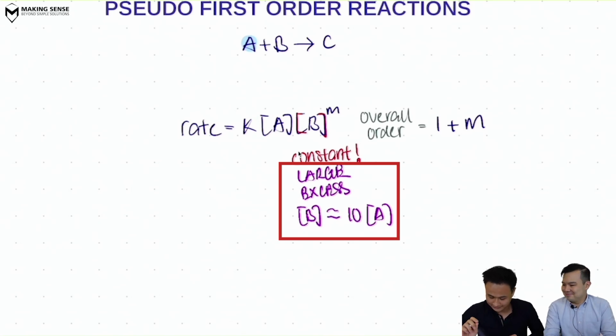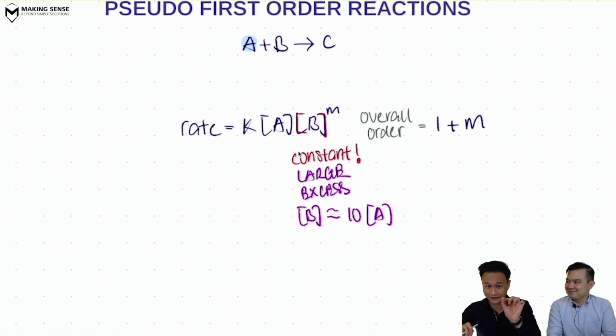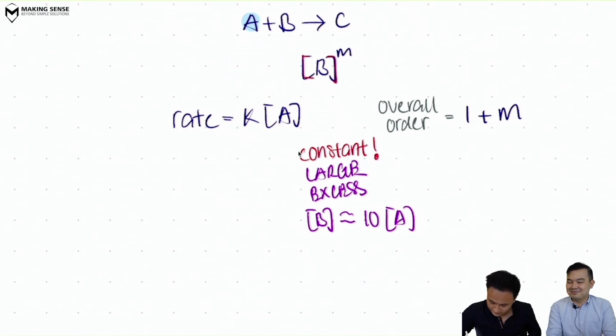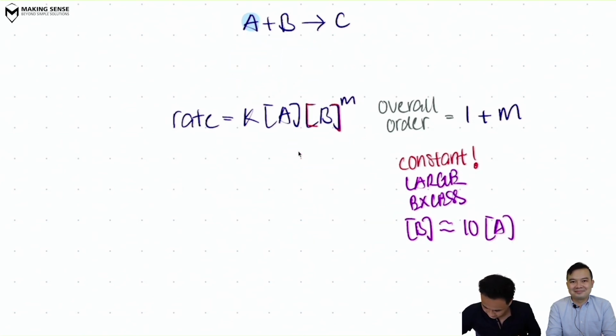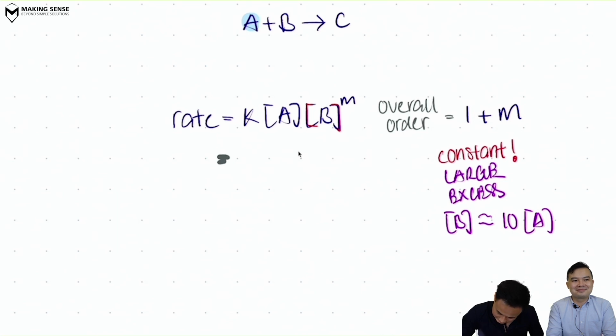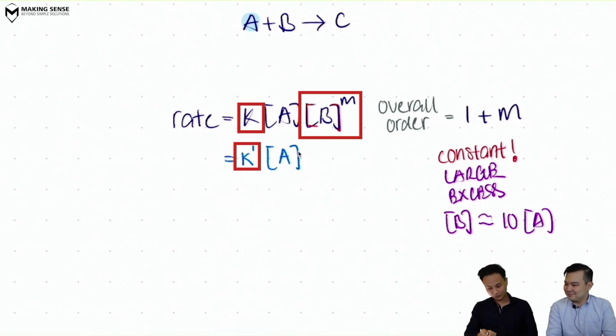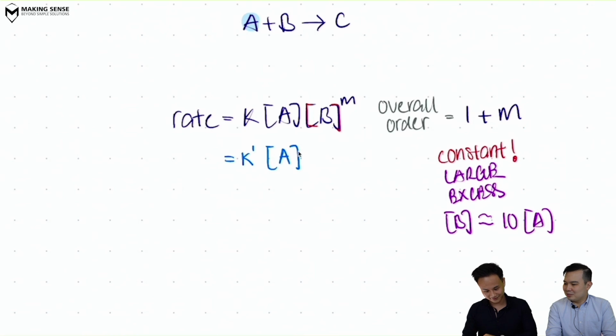So what we're going to do now is this. We're going to make it look like first order. So pseudo, make it look like first order, right? Since B is now constant, I'm going to group my constants together and I'm going to rebrand this as k prime [A]. And can you see how, Mr. Leong, it looks like overall order now is just 1? Lovely, good. Yes. So fantastic.